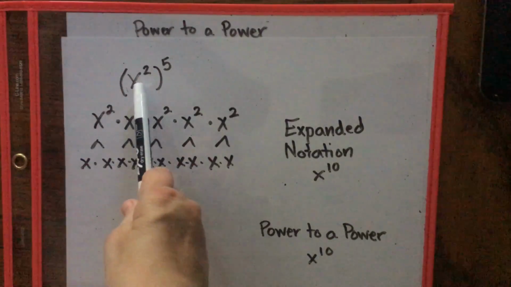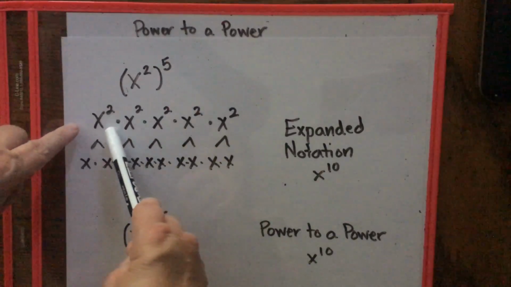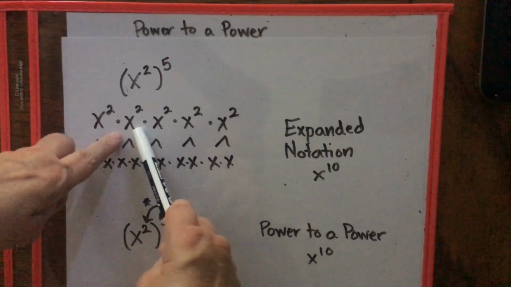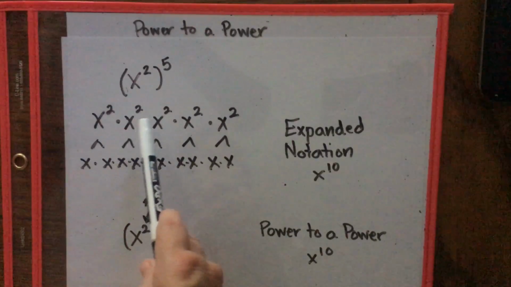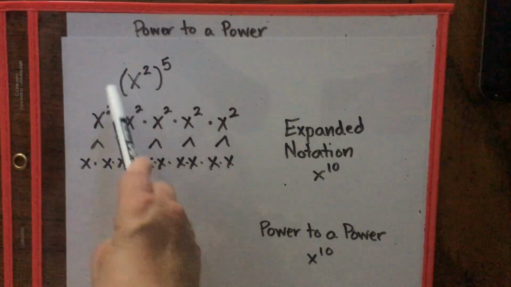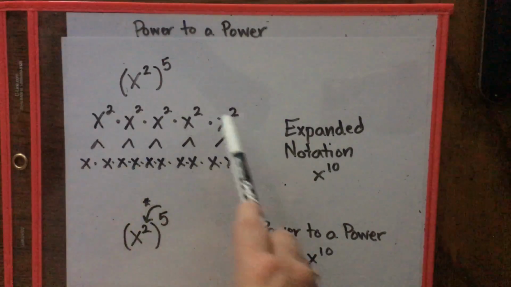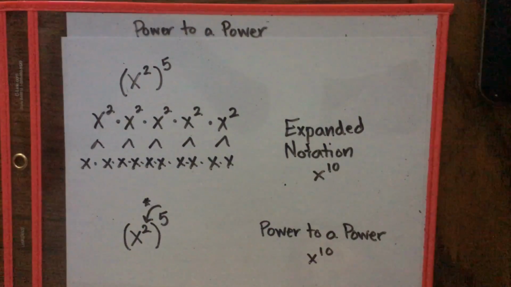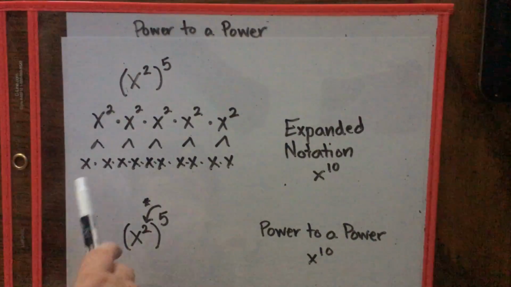So we're kind of doubling up, they're kind of buddying up a little bit. So our base is x, and we have a power of 2, but we have to take it to the 5th power. So that looks like x squared times x squared times x squared times x squared times x squared. There are 5 x squareds, okay? 5 of them. So whatever our base, in this case our x squared to the 5th power, we write that 5 times. But we know from simplifying these and doing expanded notation, we can break that down further.